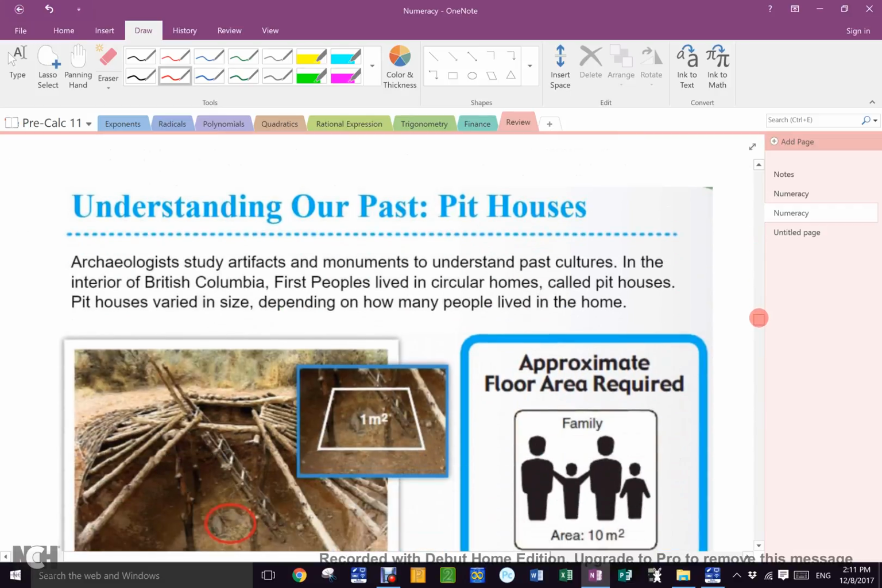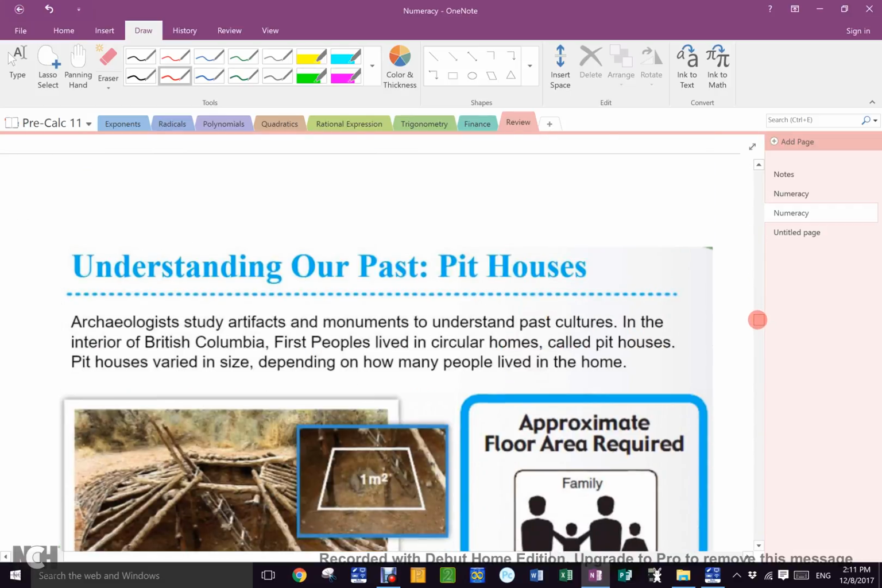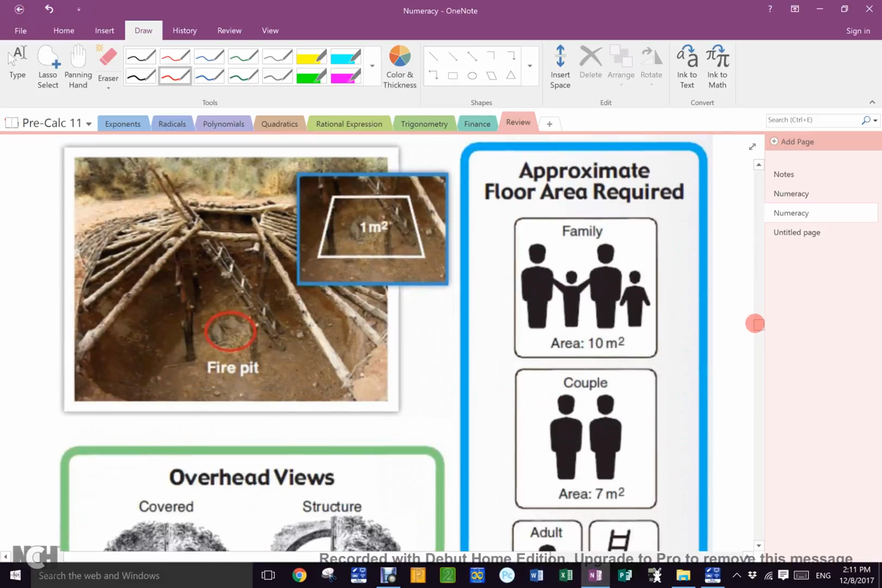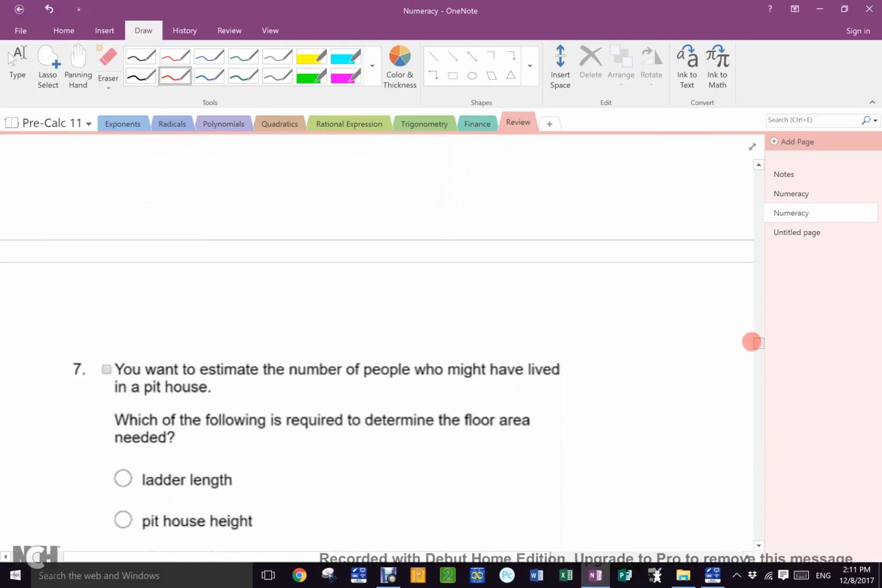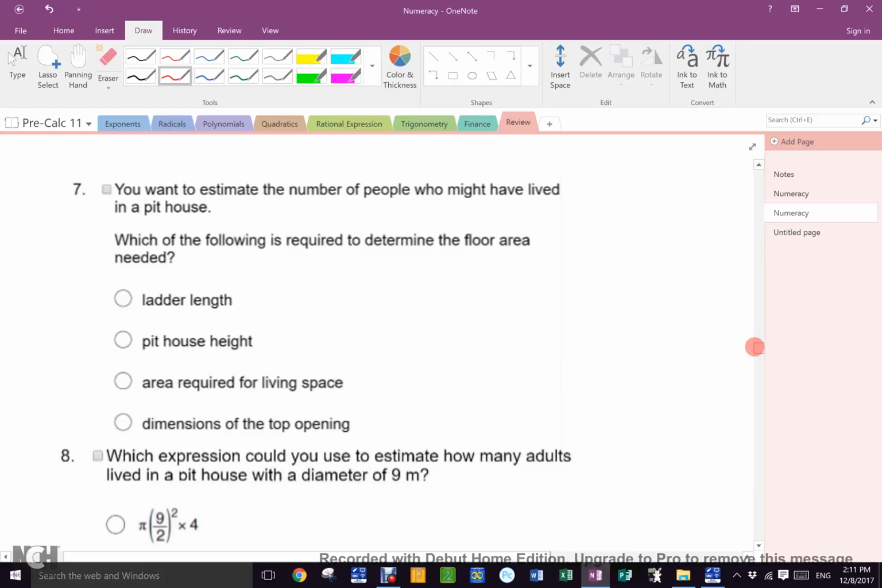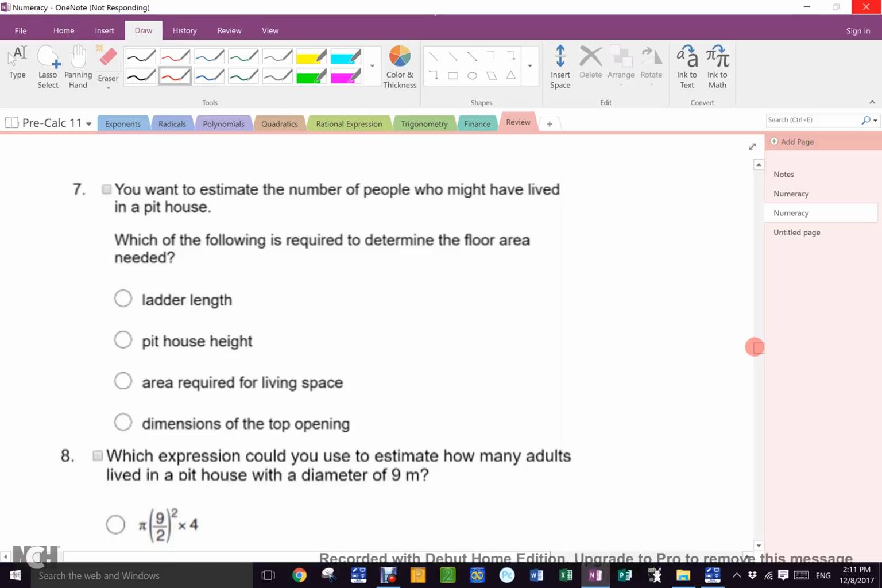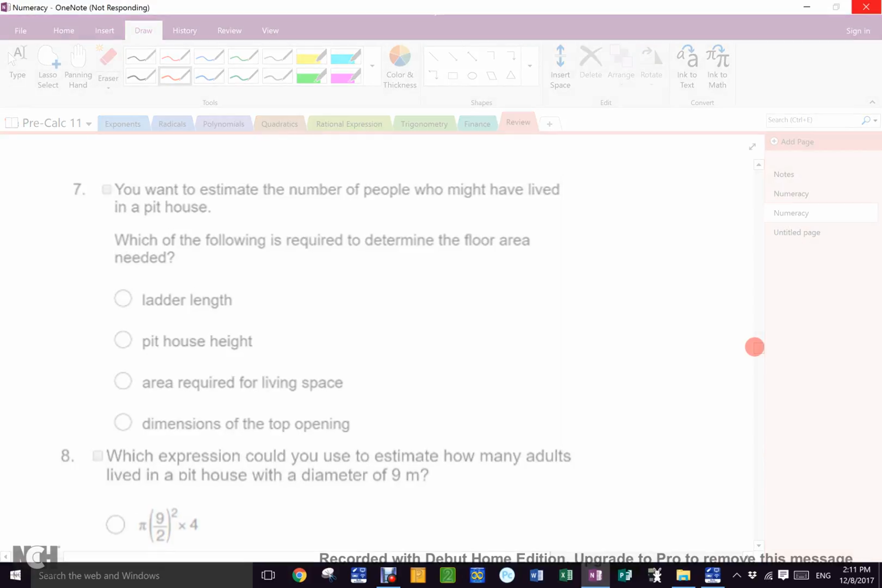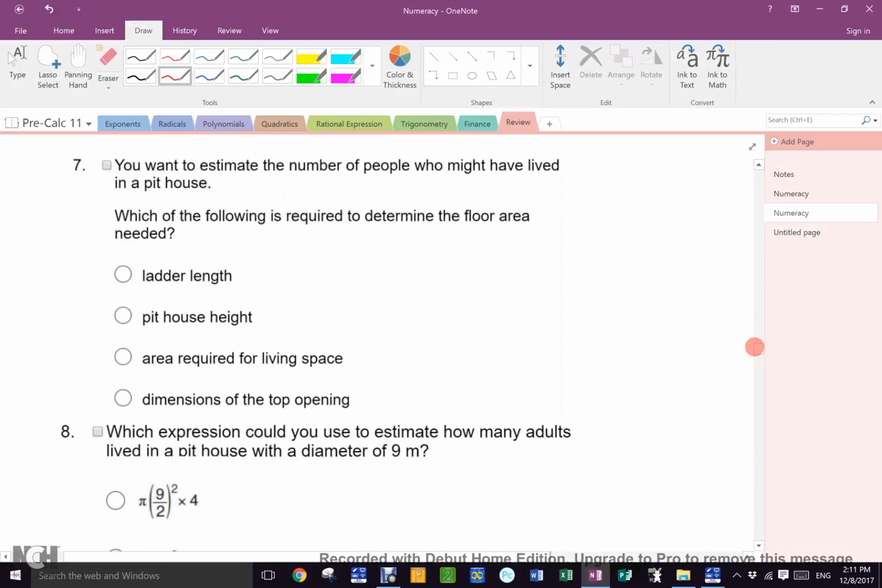All right. Pit houses. Lots of information on the front page. Make sure you read it. Which one of those is required? Area required for living space. Yep, that's the only one that matters. Doesn't matter how long the ladder is. You don't live on the ladder. Doesn't matter how tall it is. All of you have been in a tent that you can't stand up in. It still shelters you. Doesn't matter how big the hole to get in the top is. You're not living in the hole to get into the top. That's the only one that matters.